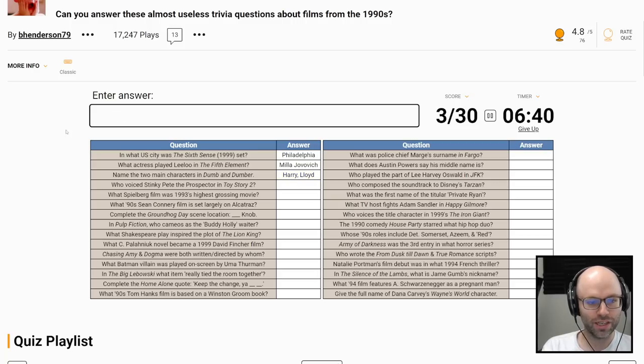Who voiced Stinky Pete the Prospector in Toy Story 2? Jack London. John Goodman. I have no idea. 1993's highest grossing movie, Jurassic Park. Sean Connery film in Alcatraz, The Rock. Complete the Groundhog Day scene location, blank Knob. No idea. I had no idea.